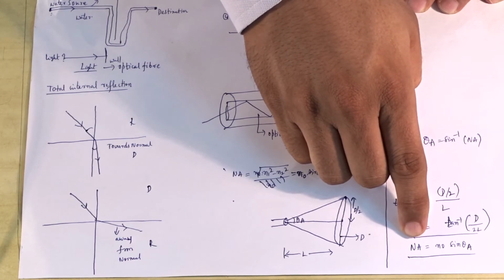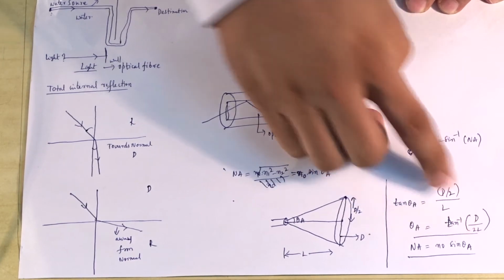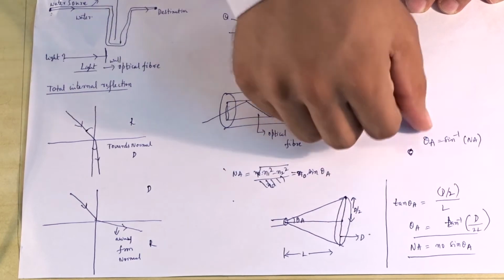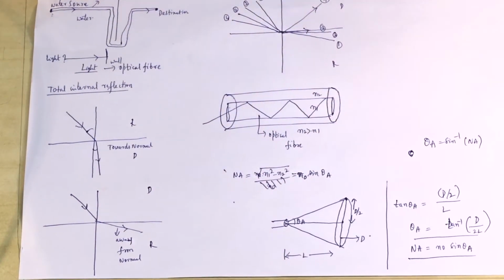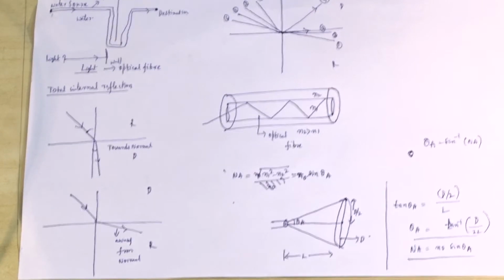that will give you the numerical aperture. And how do you find out the angle of acceptance? Angle of acceptance is sine inverse of this. This is the whole procedure. This is the theoretical foundation on which this experiment is based.